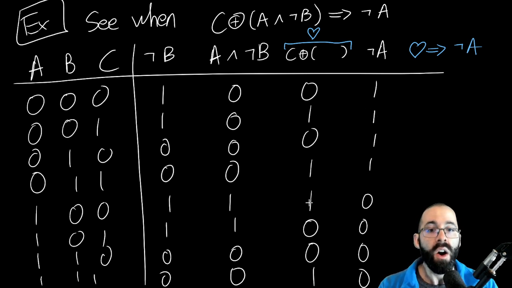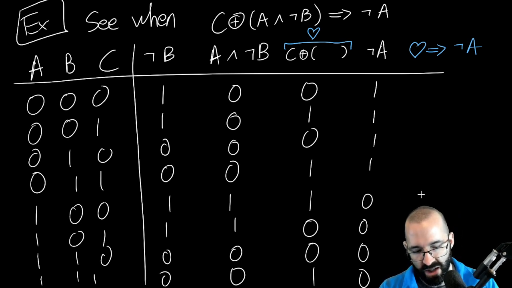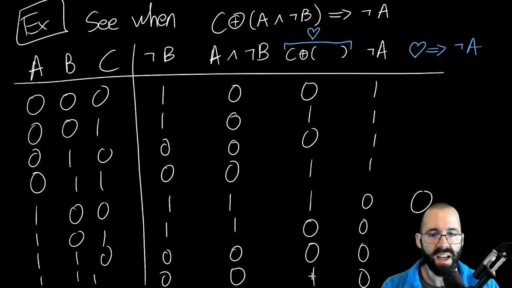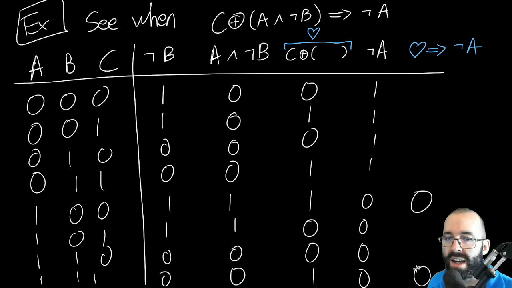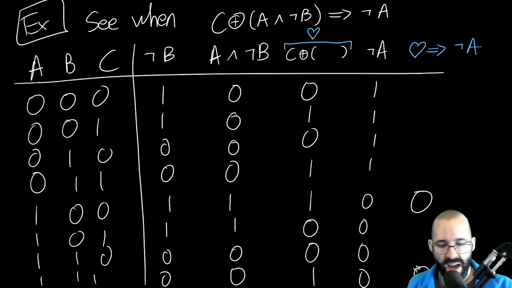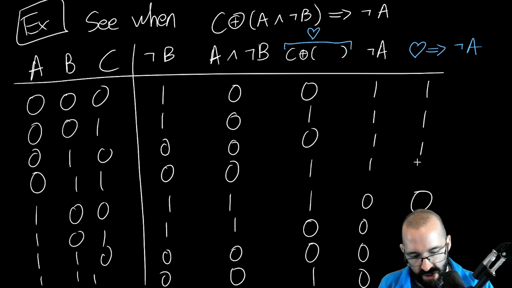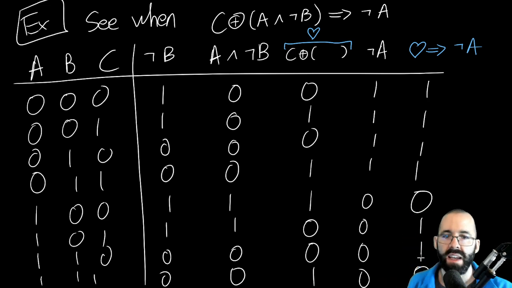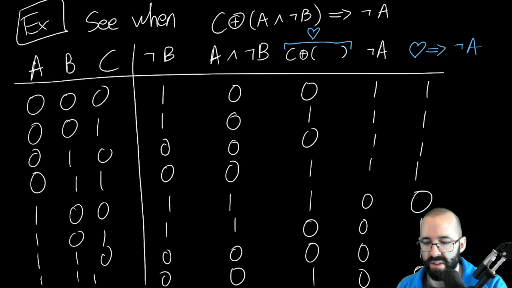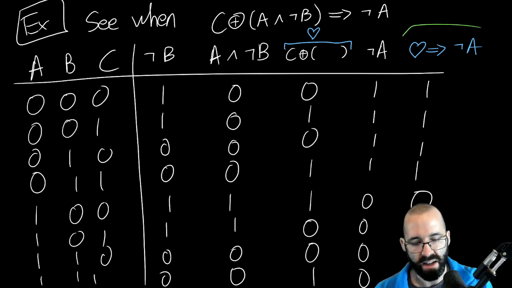Premise is satisfied. Okay, here, premise is satisfied, conclusion's not satisfied. So this is going to be false. Premise satisfied, conclusion not satisfied. This is false. That's the only time implications are false. When the premise is satisfied and the conclusion is not. Everywhere else is true.